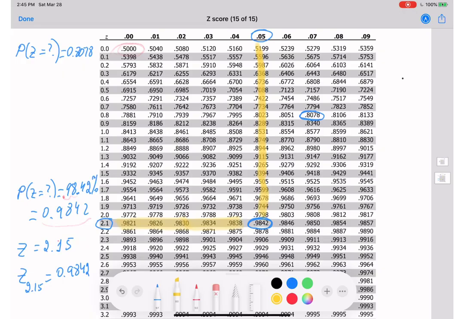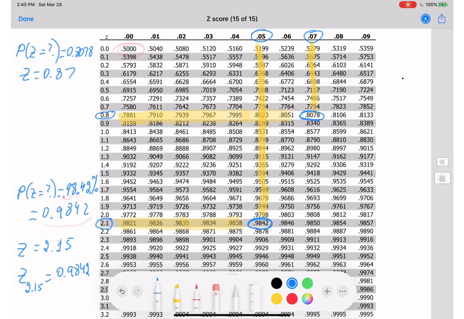Which means the z-score for this probability is going to be 0.8 and 7. 0.8, and here we have 7. Okay? But here is the thing.